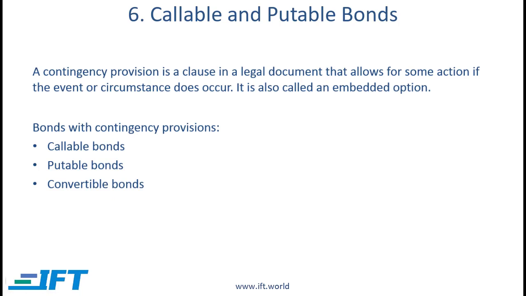Bonds with contingency provisions. A contingency provision is a clause in a legal document that allows for some action if the event or circumstance does occur. This is also called an embedded option. We are going to talk about three types of bonds which have contingency provisions: a callable bond, puttable bond, and a convertible bond.